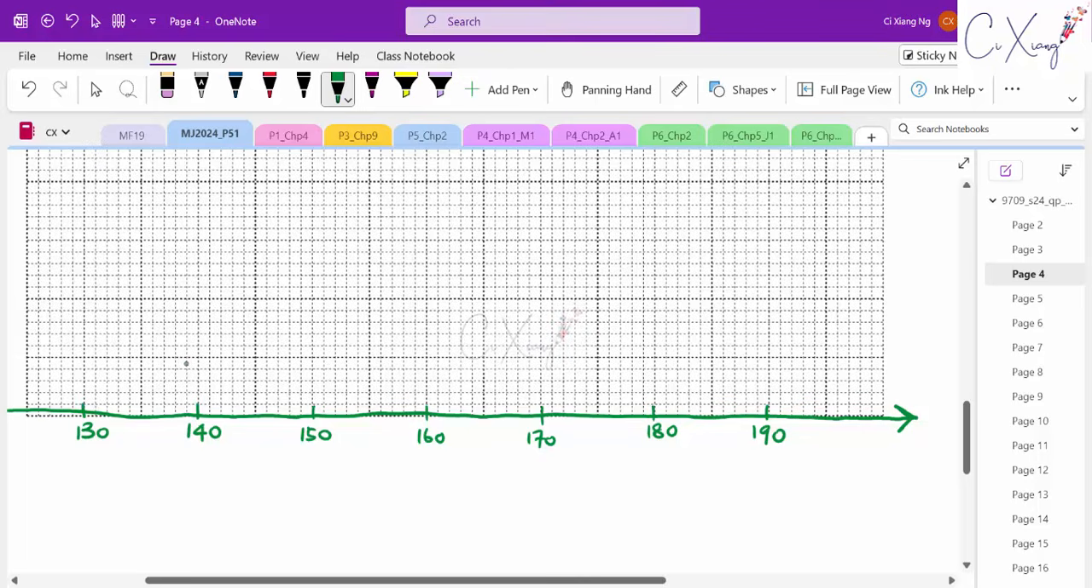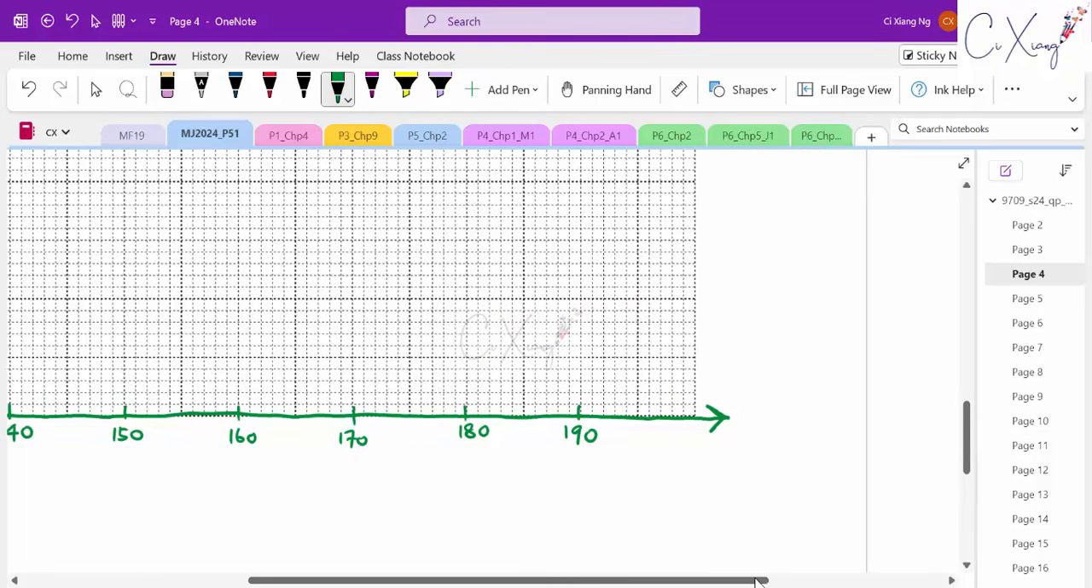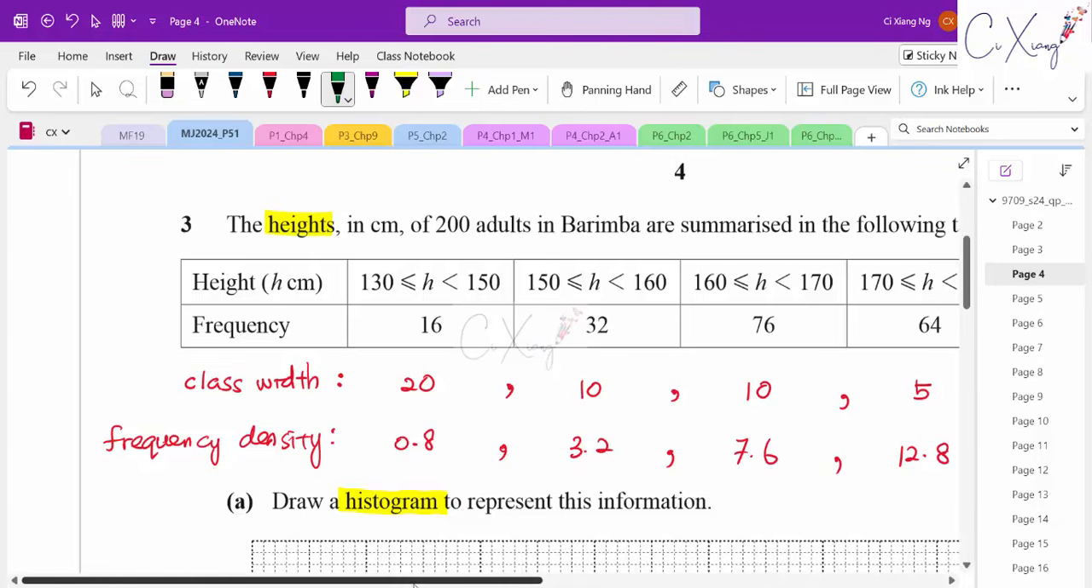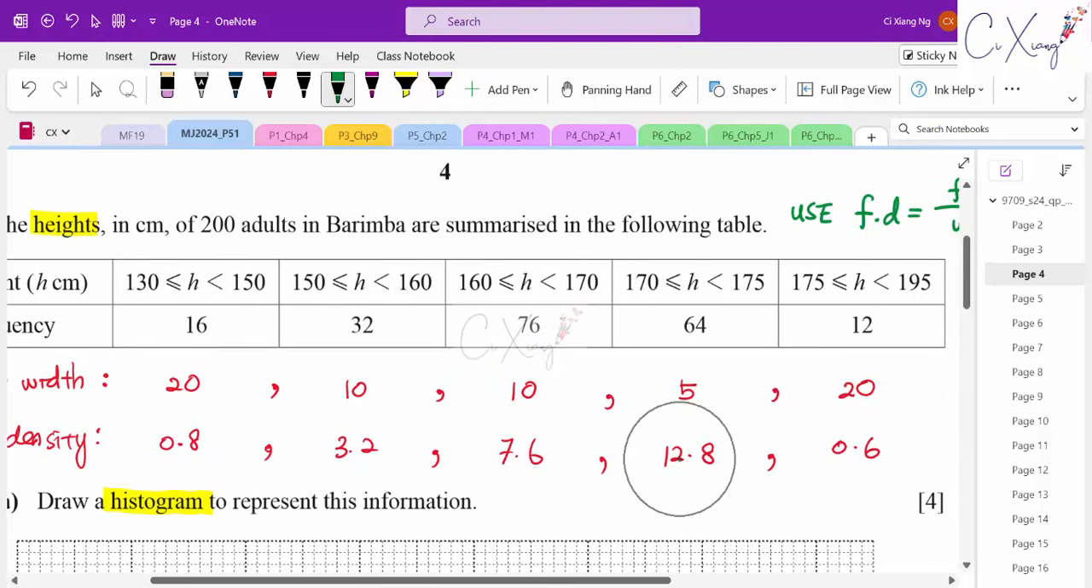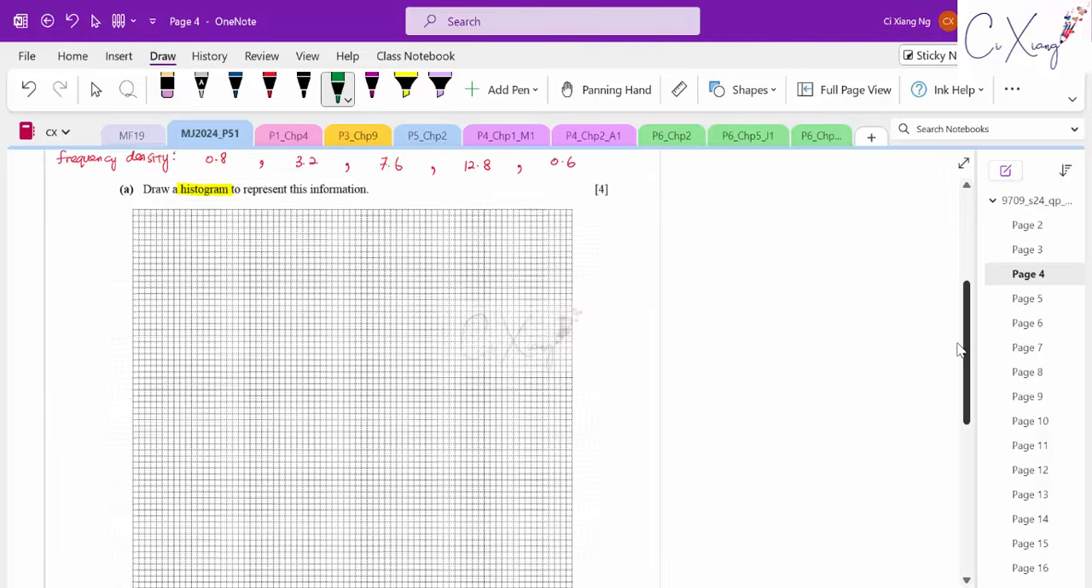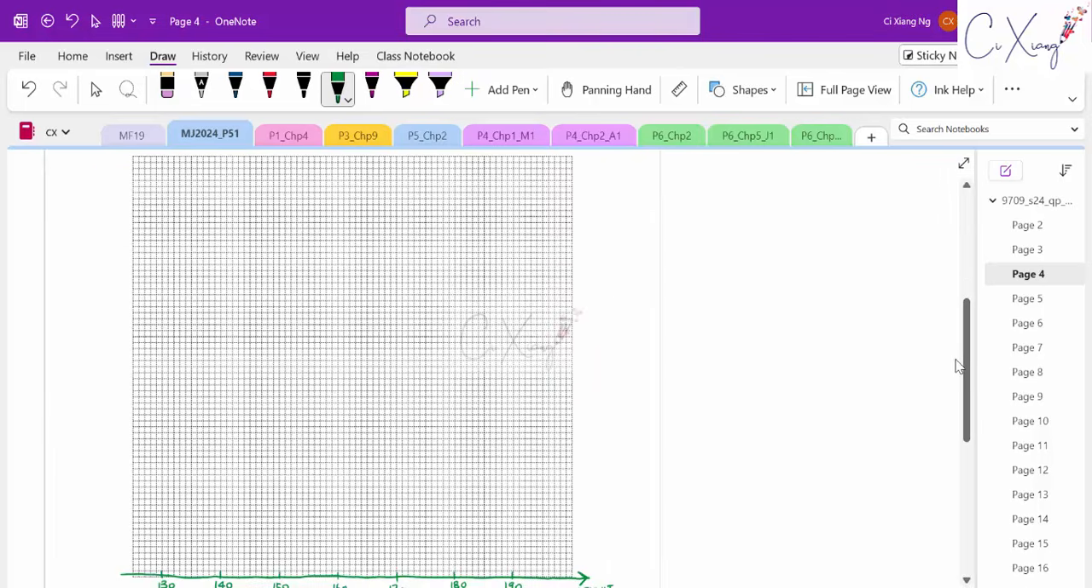So it is nicely fit until 195, okay? Then don't forget to label your x-axis. They are talking about the height, so it is actually height, H in cm. Alright, then after that, for the frequency density, the highest value I have is 12.8. Then again, I need to try and put in the scale for the y-axis.